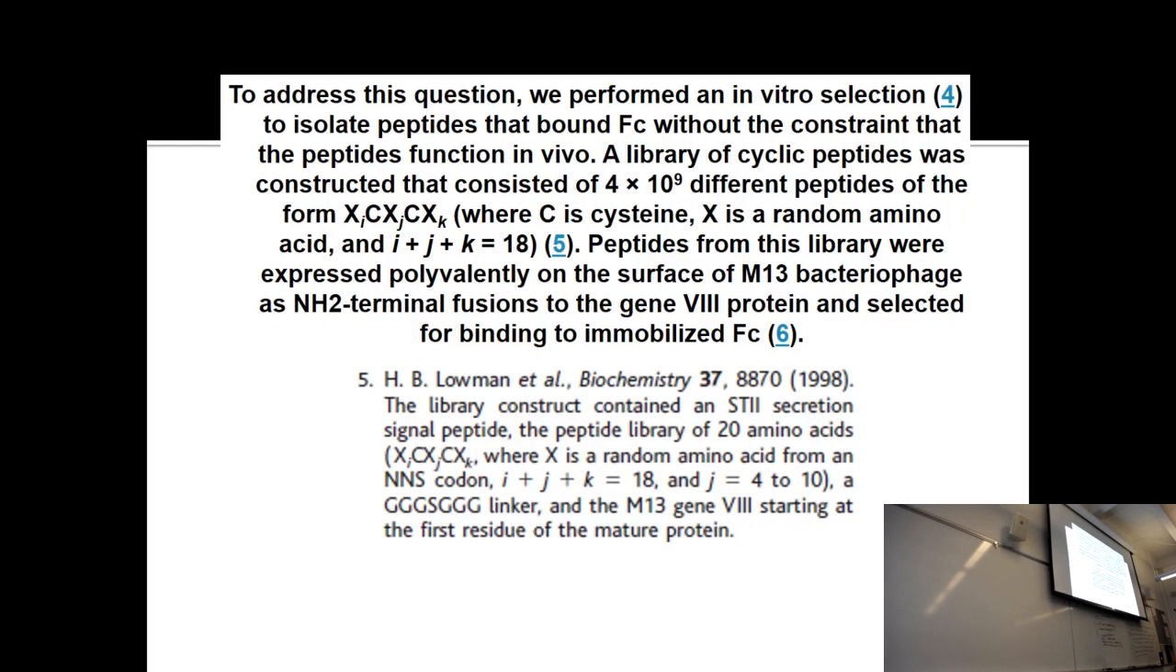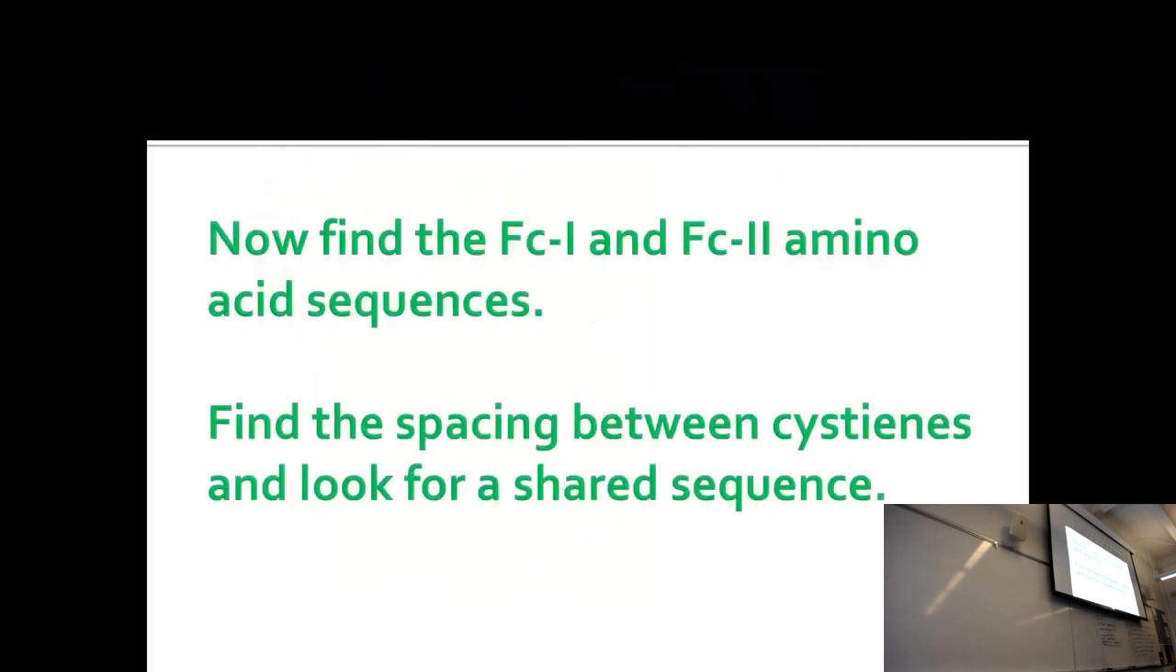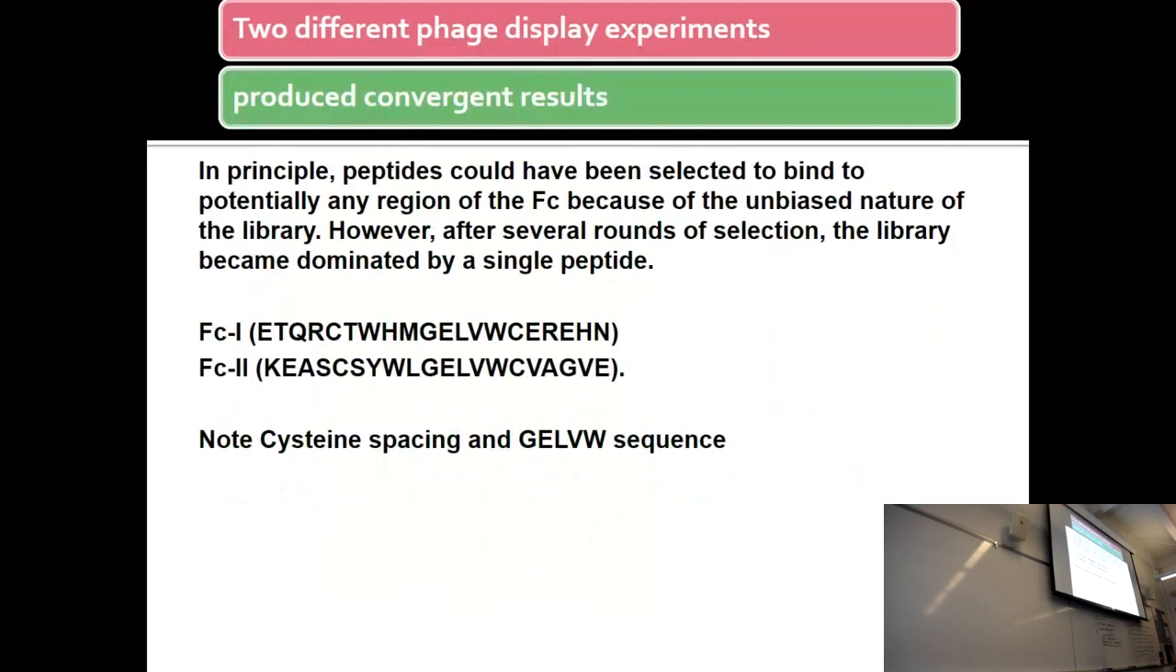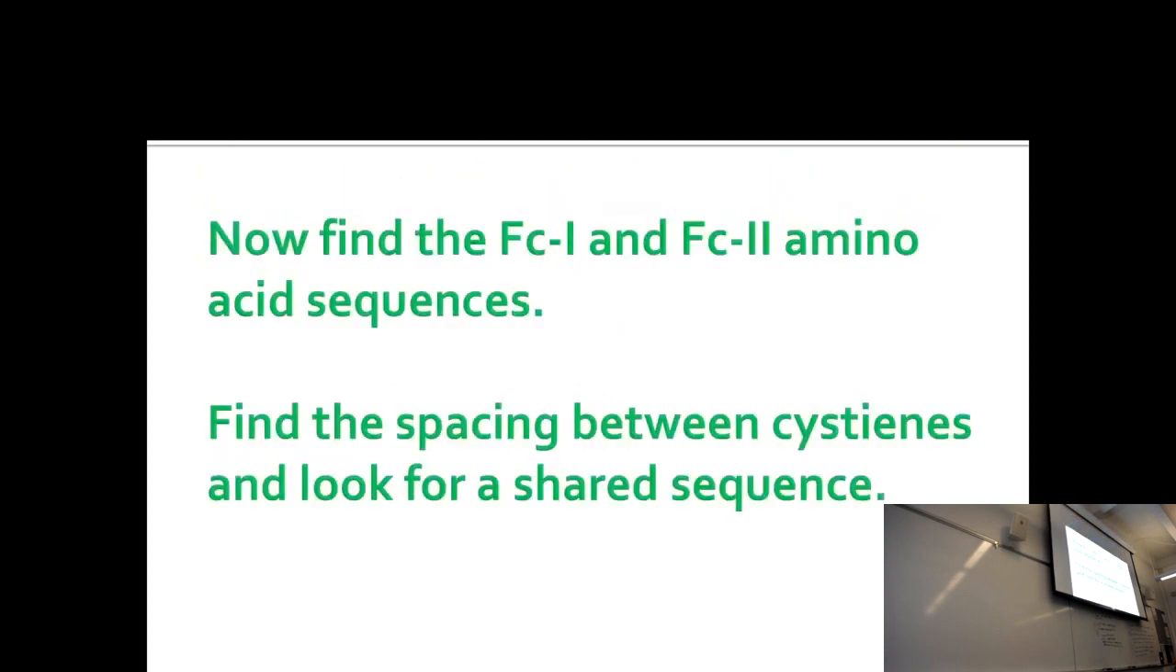Right here, actually, they give a little more detail. j could be anything from 4 to 10. And yet, let's count up what j is between C and C. So let's count 1, 2, 3, 4, 5, 6, 7, 8, 9, and 5, 6, 7, 8, 9. So it could have been anything between 4 and 10, and yet it ended up being 9 in both cases.